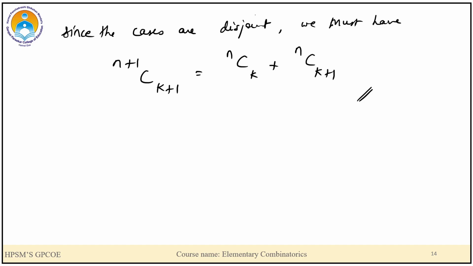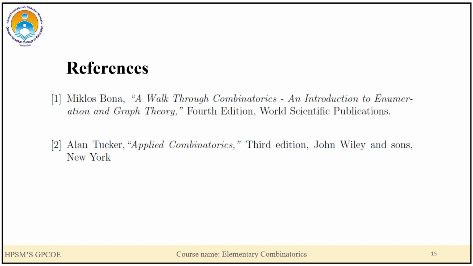Alright, in the next module we will see some more identities based on the binomial theorem. The references that we used for this module were A Walk Through Combinatorics, a book by Nicholas Loehr, and the book by Alan Tucker titled Applied Combinatorics.